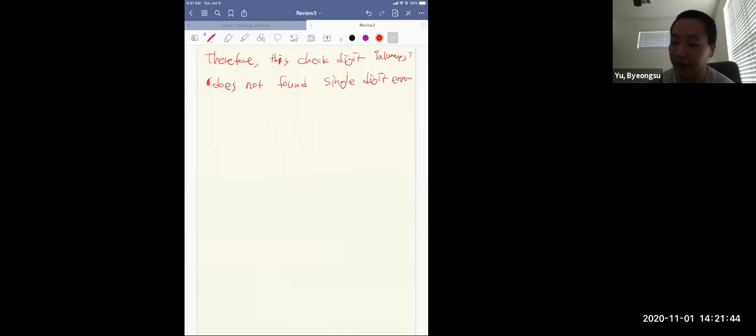So therefore, this scheme, or this check digit, always does not find a single digit error on the third position. So the answer is that this check digit will not catch the single digit error on the third position. Okay, does it make sense?